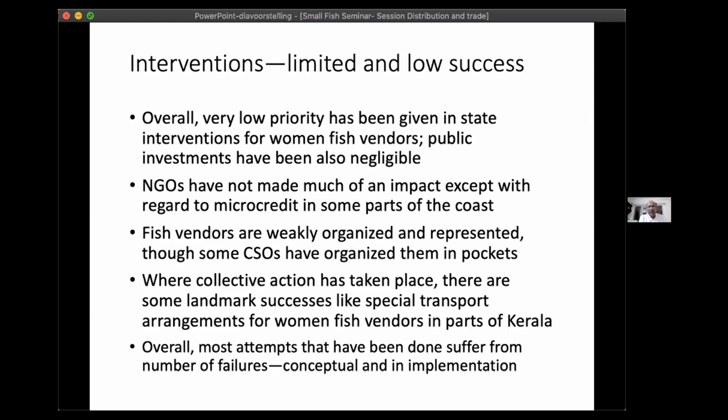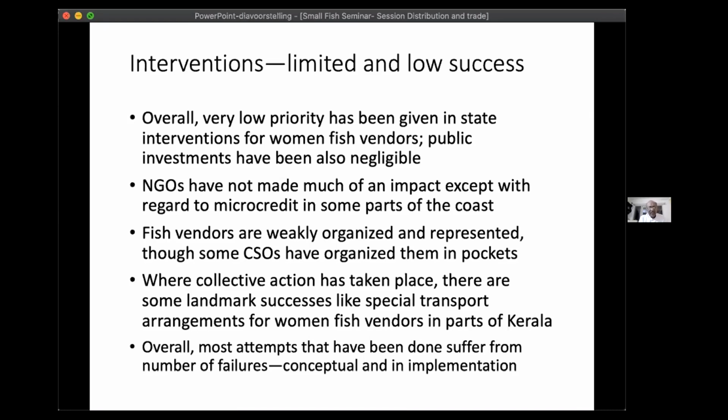NGOs have been working in different parts of the coast here and there. A fair amount of them are probably in microcredit, but they are also not very successful because they don't target fish vendors specifically. And their cost of capital also is nowadays quite high because the microfinance sector has become a little bit usurious in our country.